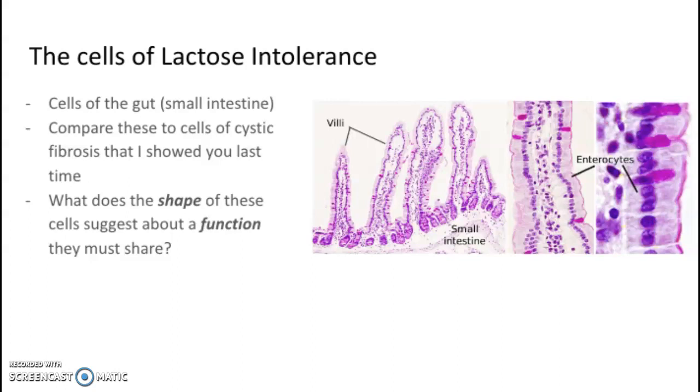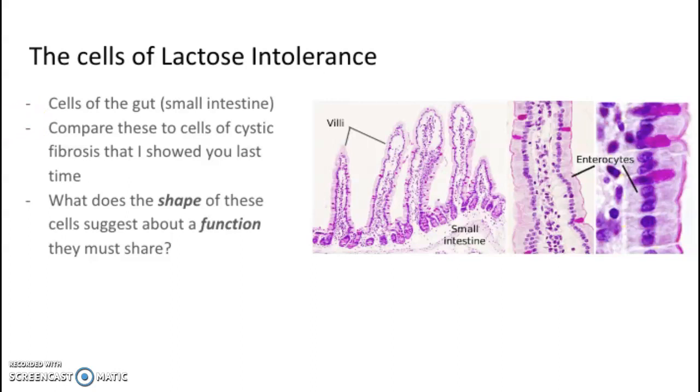You'll work on task 3. So these are the cells of lactose intolerance. Remember, lactose intolerance is that model disease that we've been talking about in class. And they're really found in the small intestine. That's where lactose intolerance actually makes an impact in the body.